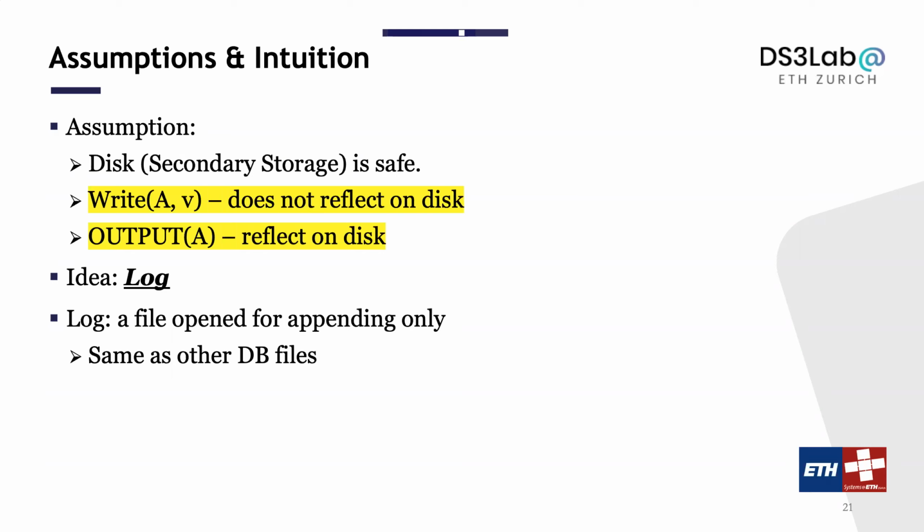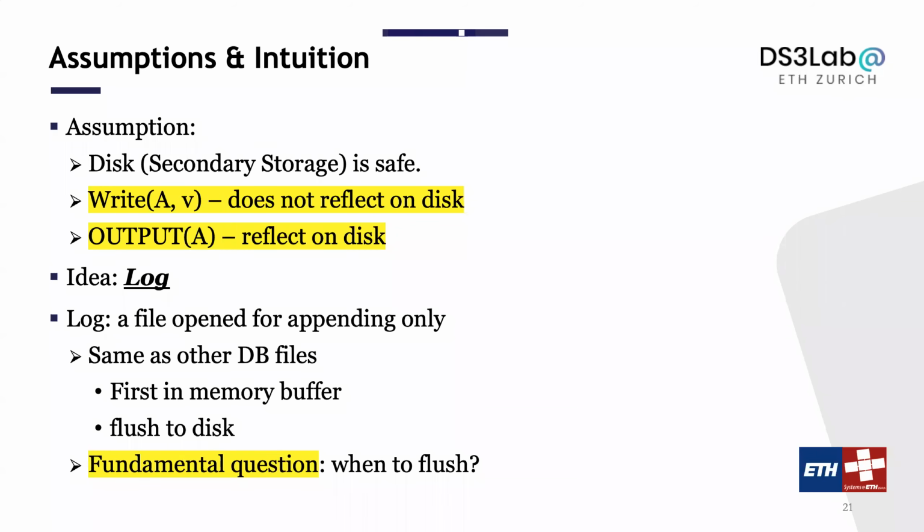So it's stored in your database as if it's another file, right? First you store it in a memory buffer. You actually have part of the log in memory, and then periodically you flush the log to disk. As you can imagine, the fundamental question here is, when should we flush the log from memory to the hard drive? That's something we are going to look at.